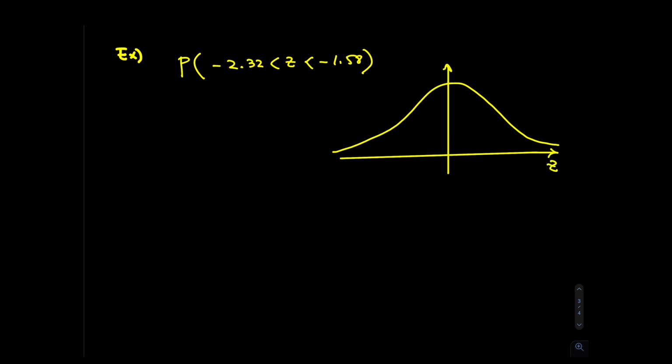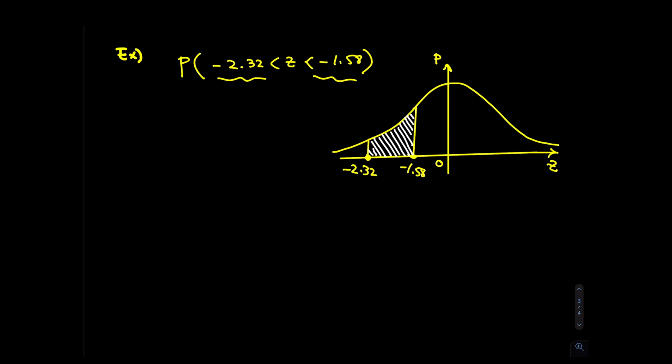So z-axis, p-axis, 0. But this time both values are negative, so obviously I'm dealing with a strip that's completely on the negative side. That's the strip. It's between negative 2.32 and negative 1.58. So basically I'm asking you to find that white probability there. How much is that area? This is exactly like the one before, it's just that the strip has moved to the bottom of the distribution.